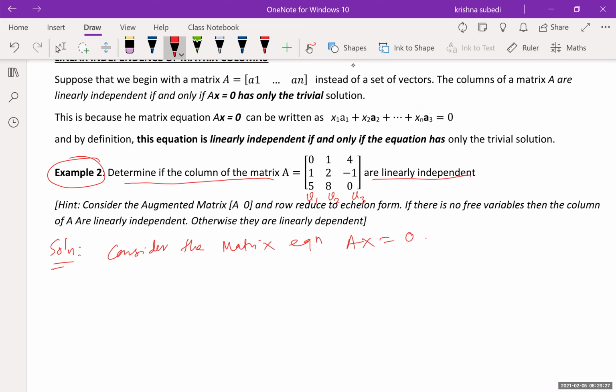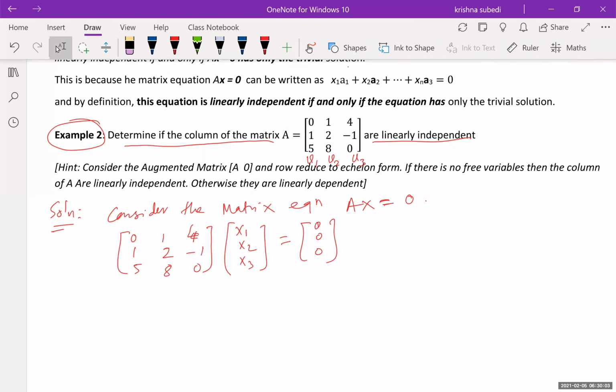Notice that all the time I'm considering the 0 on the right-hand side, and that's what you need to do by definition. Consider the homogeneous system of equations. So A is already given, where A is 0, 1, 4, 1, 2, negative 1, and 5, 8, 0. X means x1, x2, x3, equals 0 means 0, 0, 0. Okay, this is the matrix equation.